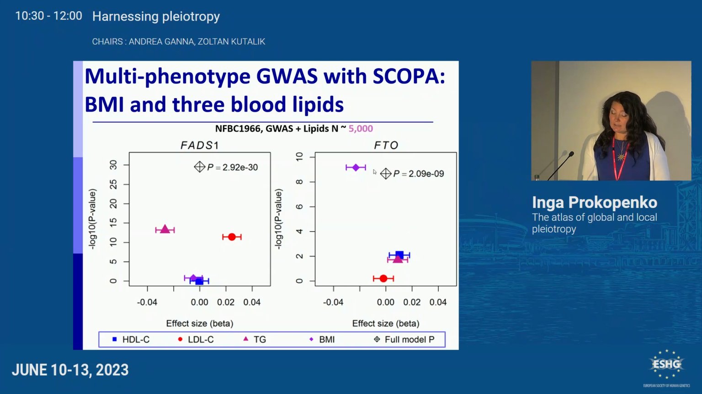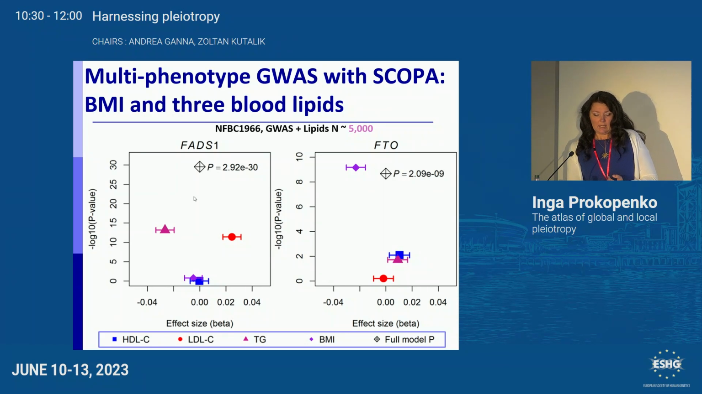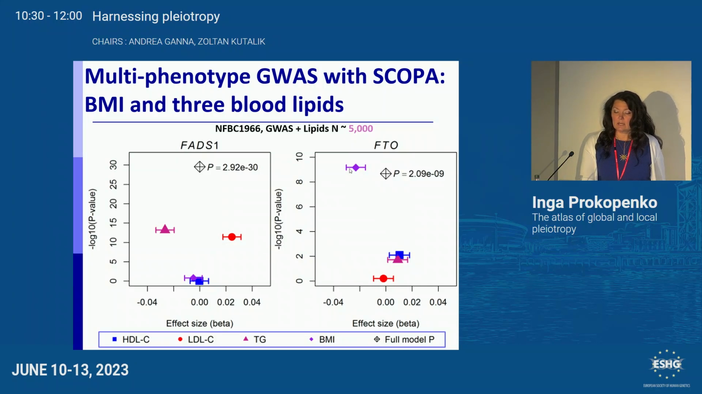If we look at the other example, which I highlighted to you before, and you know very well, here BMI is shown with this purple diamond. You can see that the association with BMI is very strong, and the specific allele we were looking at is providing us with negative beta. But the p-value of the overall model is actually slightly less significant as compared to the single phenotype model with BMI.